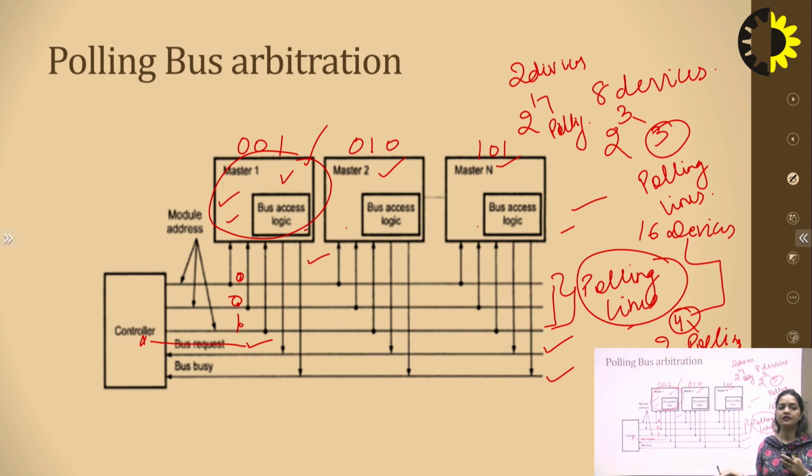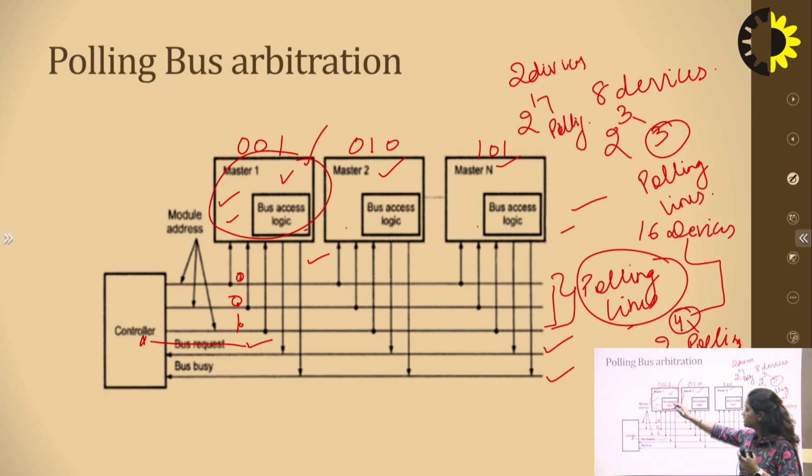Whereas the complexity in the architecture is that the number of polling lines increases as the number of devices on the line increases. As I told earlier, it will be in the power of 2. If I have 16 devices, I have 2 raised to power 4 polling lines. If I have 8 devices, I have 3 polling lines, and so on. So that makes the architecture complex, and the number of lines also increases.